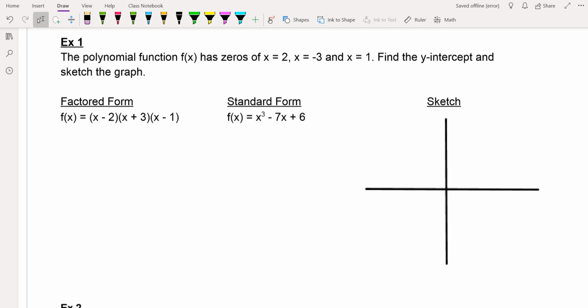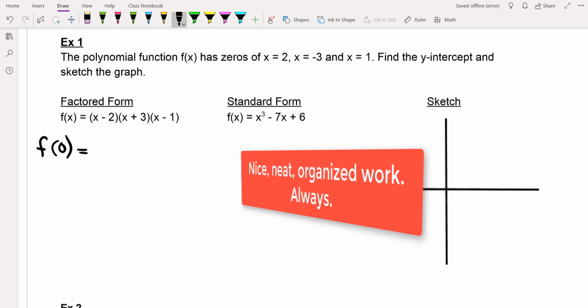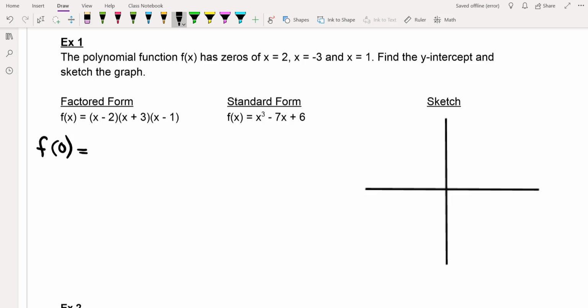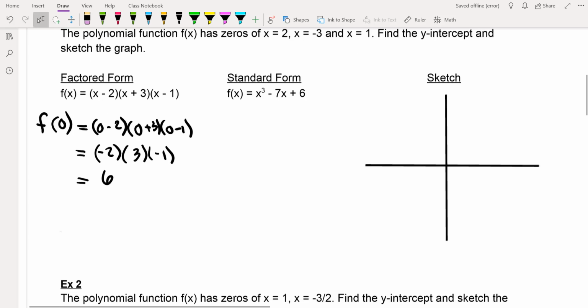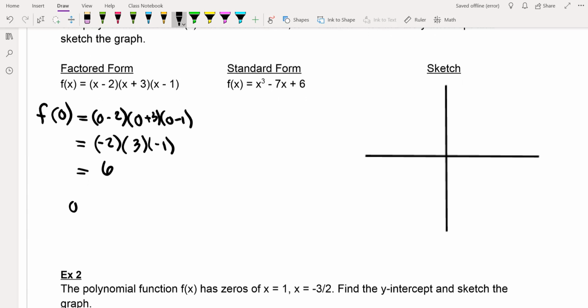Now when you go to find the y-intercept using factored form, you're just going to write it like this. You're just going to plug in 0, because remember, any y-intercept has a coordinate of 0 and then some other number, because our x value is 0. So we're going to have 0 minus 2, and anywhere there's an x, you're plugging in a 0. 0 plus 3 and 0 minus 1. When you simplify everything in the parentheses, you get -2 in the first parentheses, 3 in the second one, and -1. Multiplying those, the product of those three integers gives you 6. So we just figured out that the coordinates for my y-intercept are (0, 6).